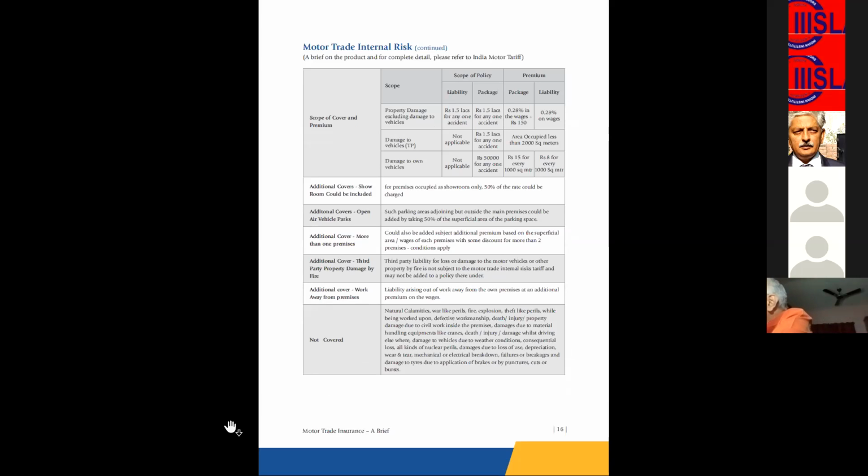But the most important thing in the internal risk policy is what is not covered. Look at the big list it has. Natural calamities, war-like perils, fire, explosion, theft-like perils, while being worked upon, defective workmanship, death, injury, property damage due to civil work inside the premises, damage due to material handling equipment like cranes, death, injury, damage while driving elsewhere, damage to vehicles due to weather conditions, consequential losses, all kinds of nuclear perils, loss due to depreciation, wear and tear, mechanical, electrical breakdown, failure, breakages, damage to tyres due to application of brakes or tyre punctures, cuts and bursts. Such a wide list clearly gives you an idea. What is covered is only a driving risk inside. That means, in clear understanding, accidental external means happening inside the premises are only covered. All those things are excluded.